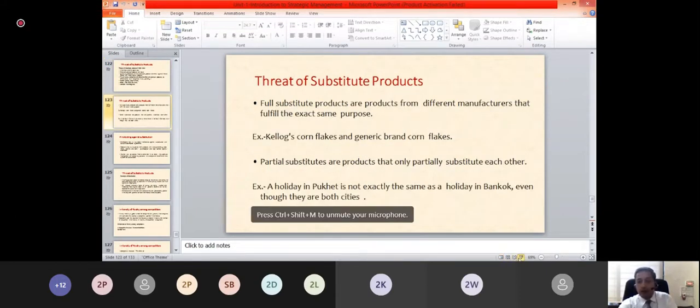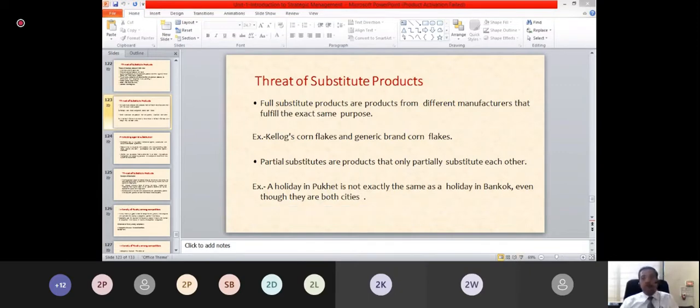So going a little bit ahead in this threat of substitute products, full substitute products are products from different manufacturers that fulfill the exact same purpose. So there may be fully substituted products, exactly the same products, which can give the same type of result, the same type of output or the same type of benefit to the customers. Therefore, this can be called fully substituted products, which are exactly the same as each other.